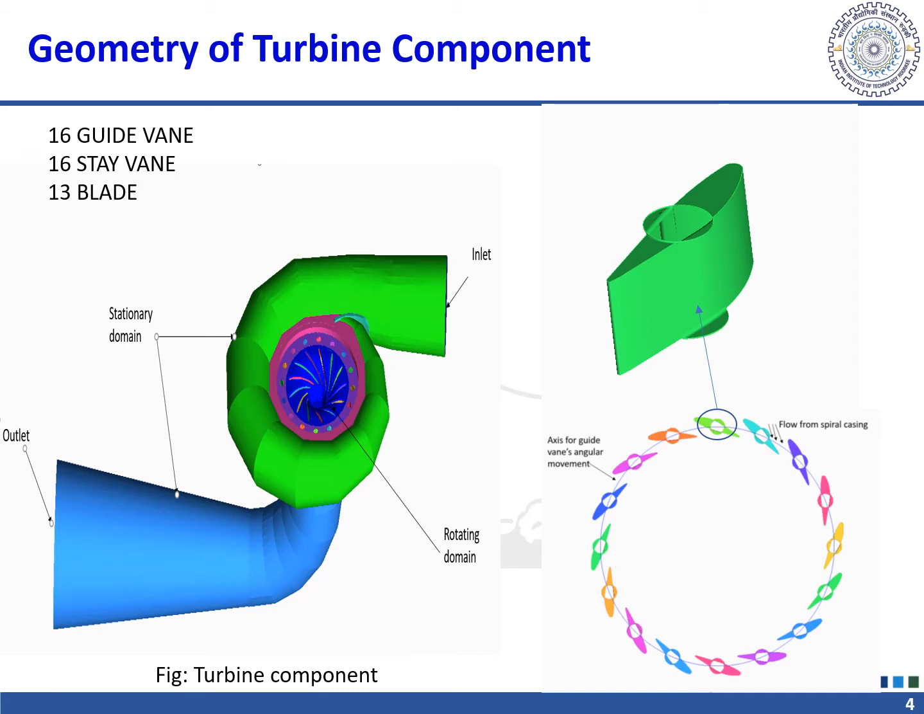We have taken two cases, one with the guide vane without clearance gap and another with a clearance gap, for the simulation. The arrangement of the guide vane shown in the picture is at the BEP condition.